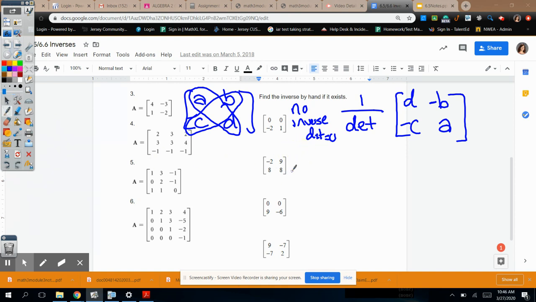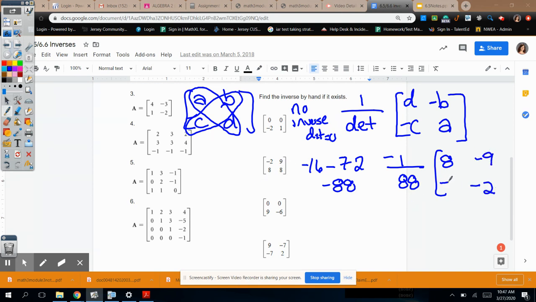Okay, the determinant first would be negative 16 minus 72. So it's negative 88. That's kind of gross, but that's all right. Negative 16 minus 72, negative 88. So let's make our 1 over negative 88. I could promote that negative up top if I wanted to for safekeeping. Then you switch the first two guys, so the 8 goes here and the negative 2 goes down there. And then you change the signs of these two guys, negative 9 and negative 8. And now you just multiply everybody through.